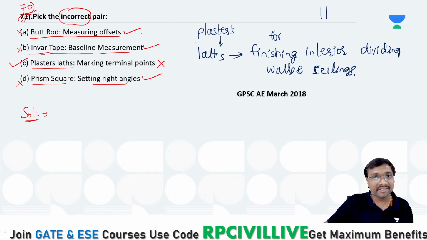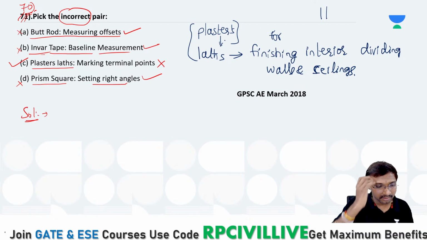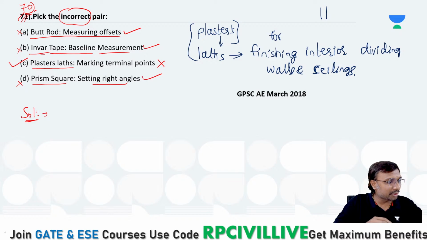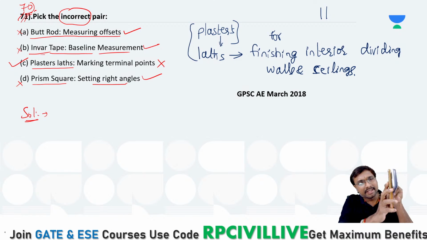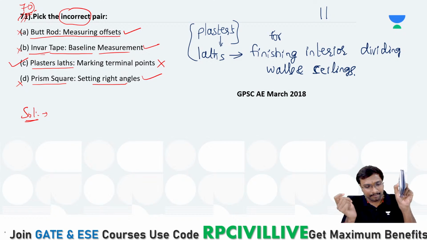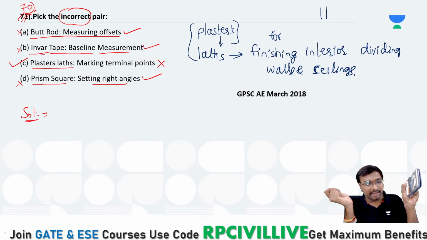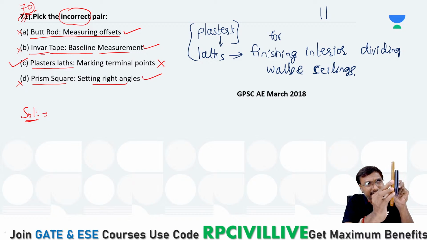Generally, plaster's lath is used for doing plastering. What is the meaning of plastering? Tell me, all of you. Plastering is nothing but finishing. Do you remember that after the brick wall is constructed, at the corners and everywhere, we apply cement mortar? After applying the cement mortar, we finish it with some wooden material.